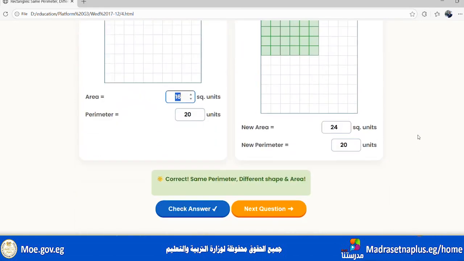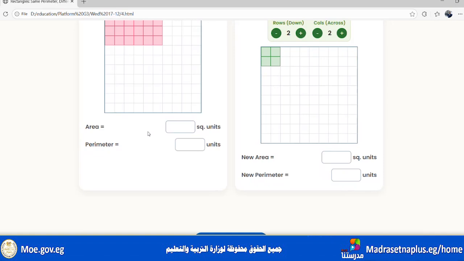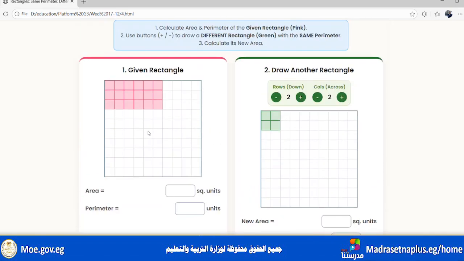Let's get the last one for this chapter. 3 rows, 1, 2, 3, 4, 5, 6 columns. I think we got it before. Okay, this is perimeter 6 and 3 and 6 and 3. Its area, 3 times 6, 18. Perimeter 6 and 3 and 6 and 3 equals 18 too.